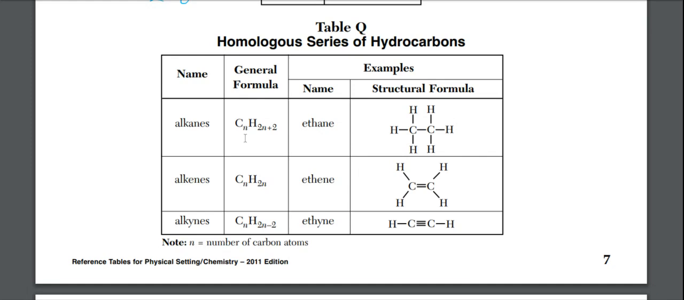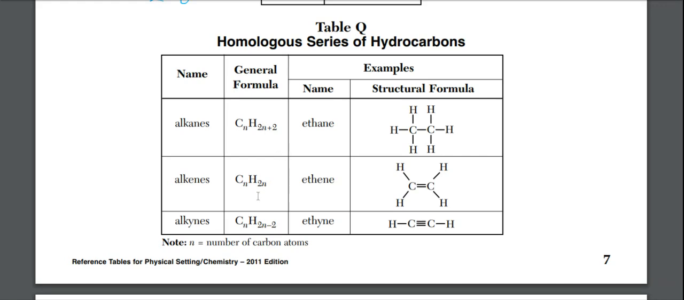So when you write the formula, it's going to match this general formula. Notice that the table at the bottom tells you n equals the number of carbons, n for the subscript on the carbon, and then you take that number and you multiply it by 2, and you add 2 more for an alkane. It'll always have that same general formula, 2n plus 2 for the number of hydrogens.